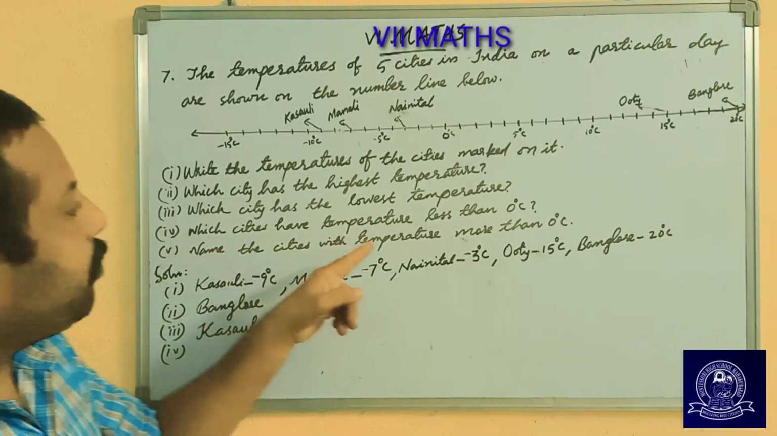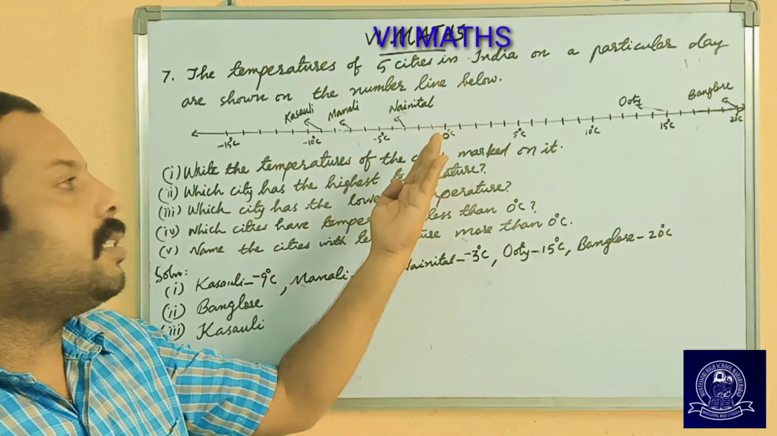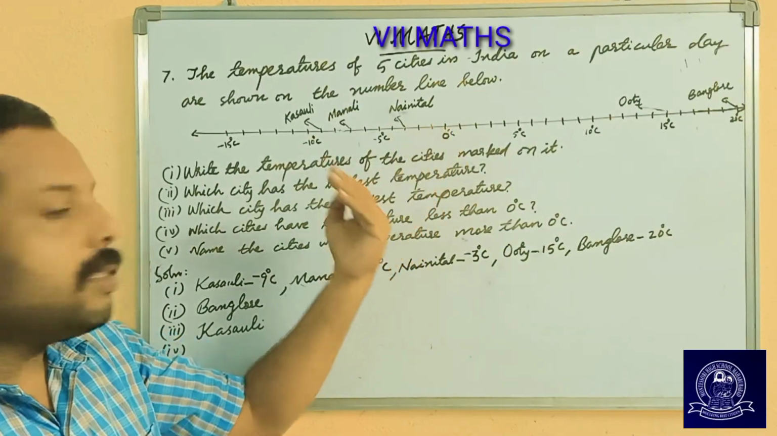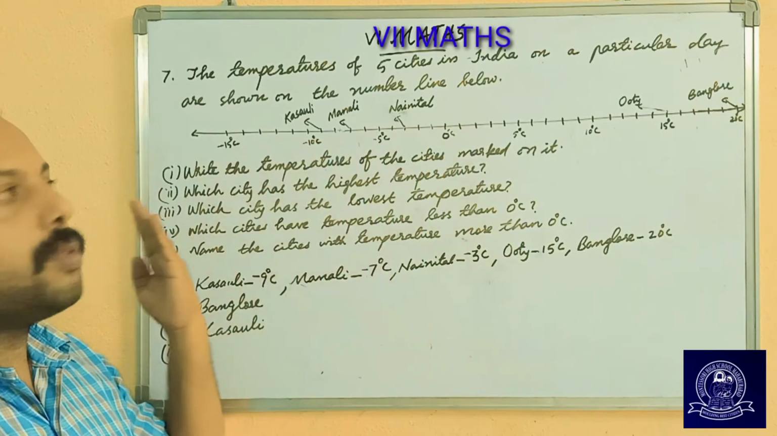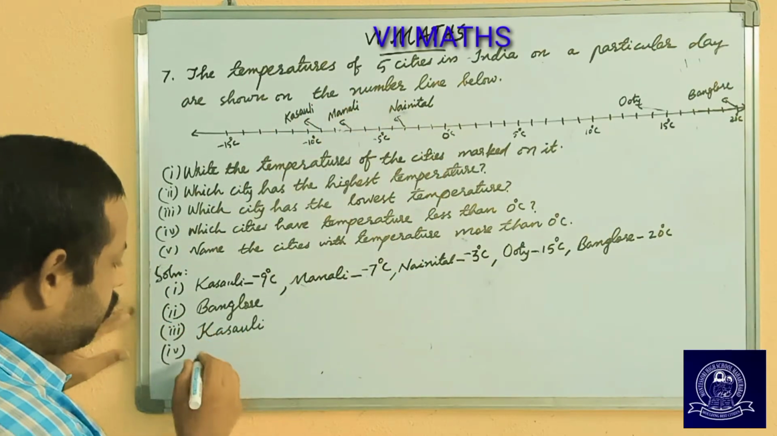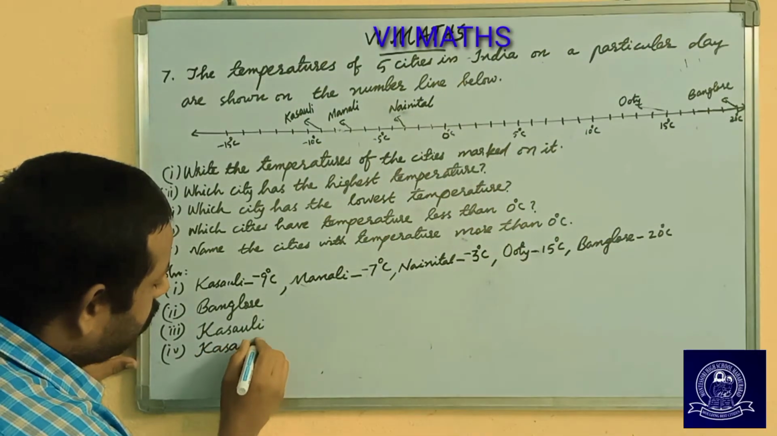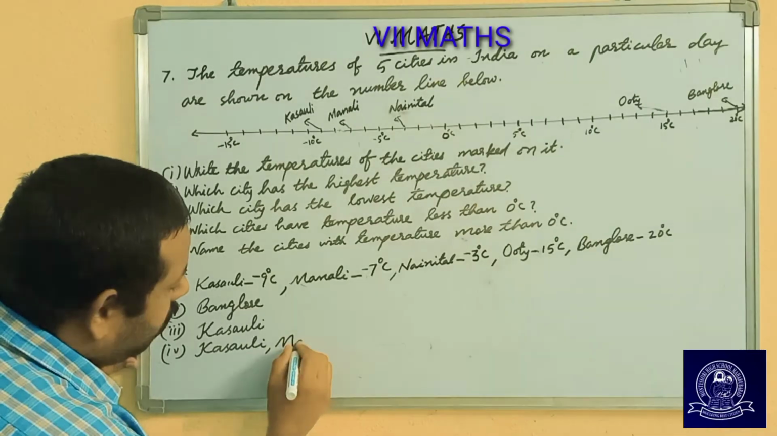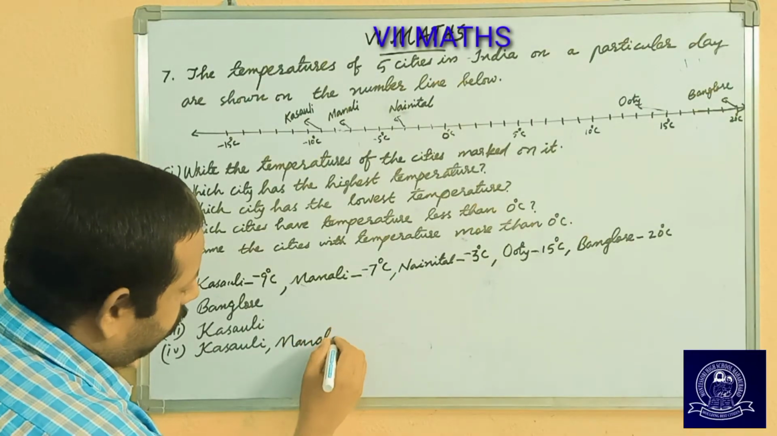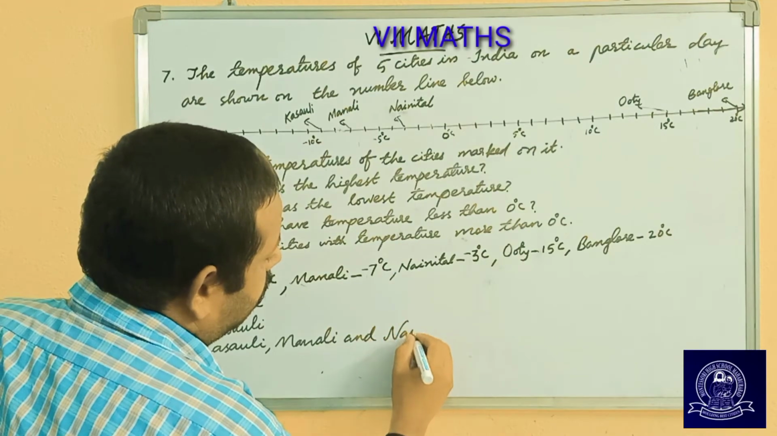Which cities have temperature less than 0 degrees Celsius? Less than 0 degrees Celsius, in the sense you have to check the temperature cities on the left side of 0. That is Kasauli, Manali and Nainital.